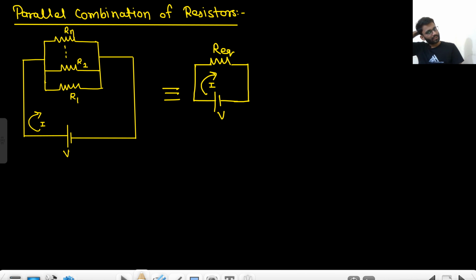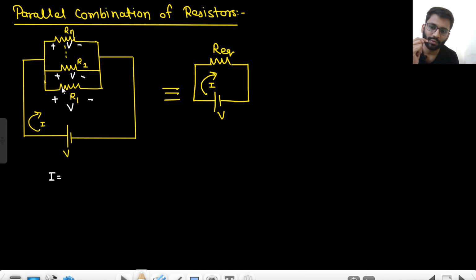Now coming to the parallel combination part. For parallel combination, what will happen? All of them will have the same voltage V. This will also have a voltage V. This will also have a voltage V. So now tell me what will be your I equal to? Here we are applying KCL, not KVL.